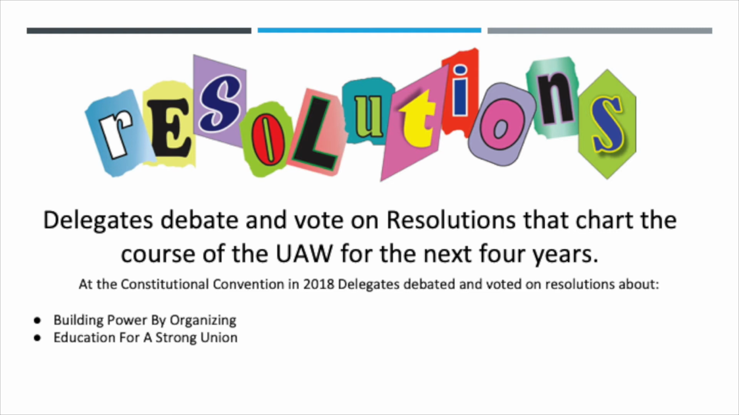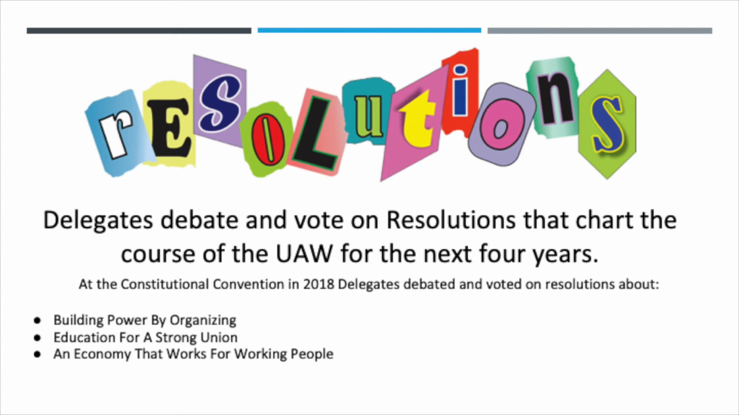We also debated and voted on resolutions regarding education for a strong union, an economy that works for working people. In that resolution, they talked about working to build an economy that includes full employment, greater emphasis on job and wage growth in policymaking, a safety net for displaced workers, a fair day's pay for a fair day's work.